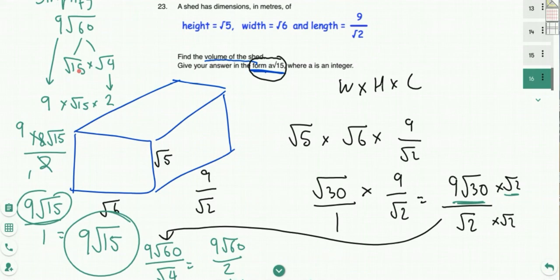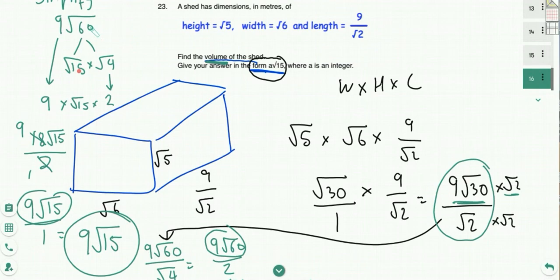So the trick in this problem, guys, is to ignore the form they want you to give their answer in. First, focus on finding the volume, which we got over here. And then after we find the volume, focus on finding the form by noticing, okay, this is a fraction, but the denominator is irrational. It makes sense to rationalize it. So we multiply both sides by root 2, which gives us 9 root 60 over root 4. Root 4 simplifies to 2.